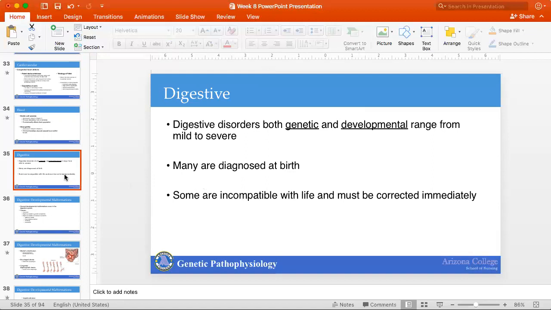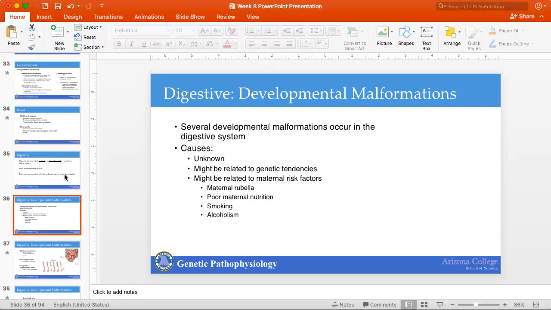Digestive disorders, both genetic and developmental, range from mild to severe. Many are diagnosed at birth, and some are incompatible with life and must be corrected immediately. Developmental malformations. Several developmental malformations occur in the digestive system. Causes unknown, might be related to genetic tendencies, or could be related to maternal risk factors. Maternal rubella, poor maternal nutrition, smoking, alcoholism.